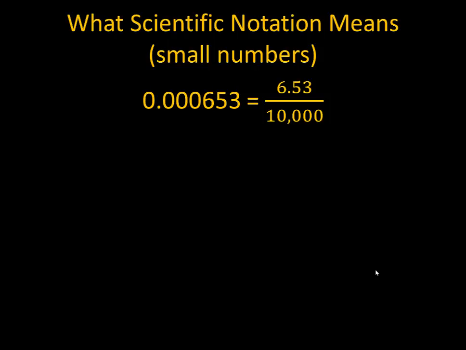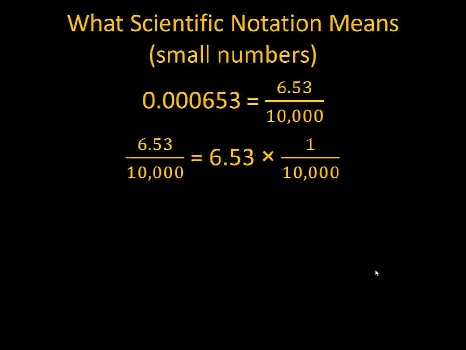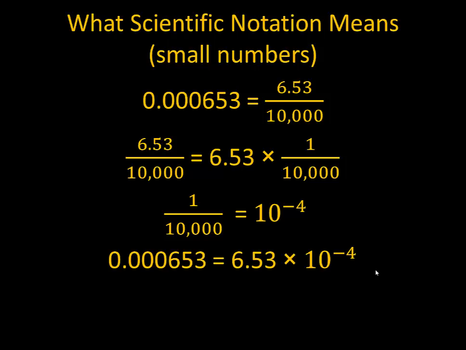Now remember that 1 over 10,000, you can write it that way. The 1 over 10,000 is a power of 10. It's 10 to the minus 4th. So we can write 0.000653 as 6.53 times 10 to the minus 4th.